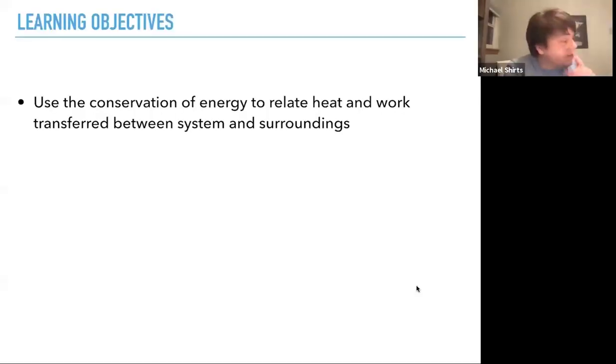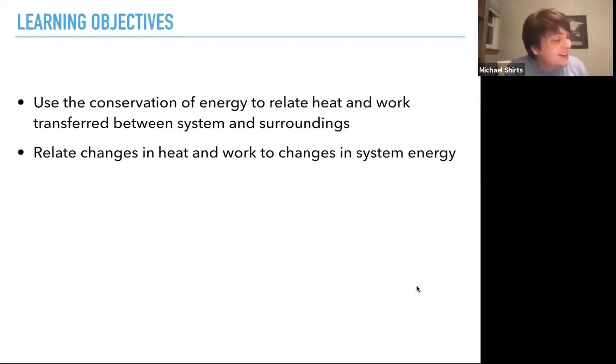All right, so in our next segment, we promised that the whole point of introducing thermochemistry is to make these calculations more precise. So we're going to start putting numbers on thermochemical calculations right now. We want to use the conservation of energy to relate heat and work transferred between systems and surroundings, and relate changes in heat and work to changes in the system energy.